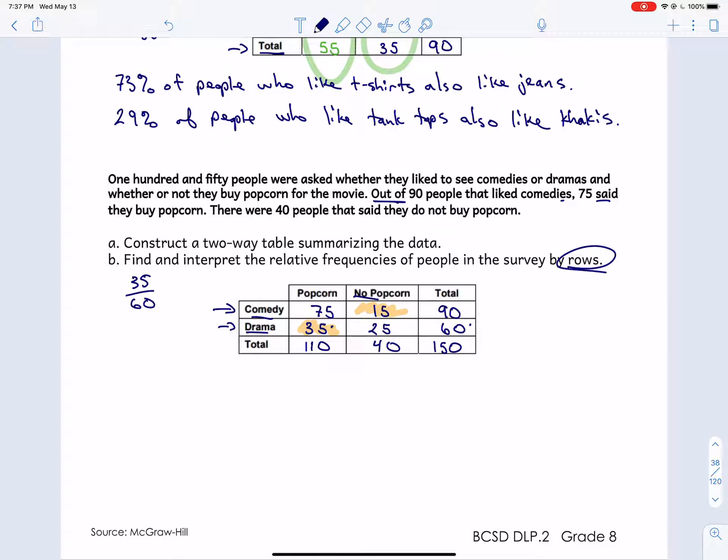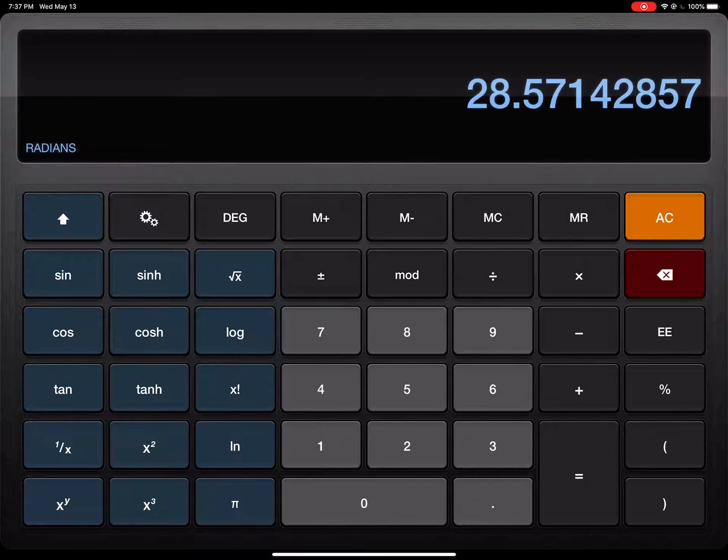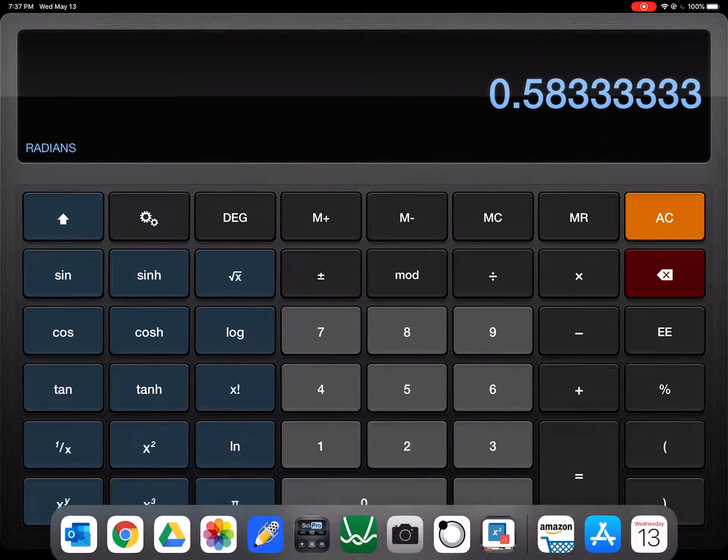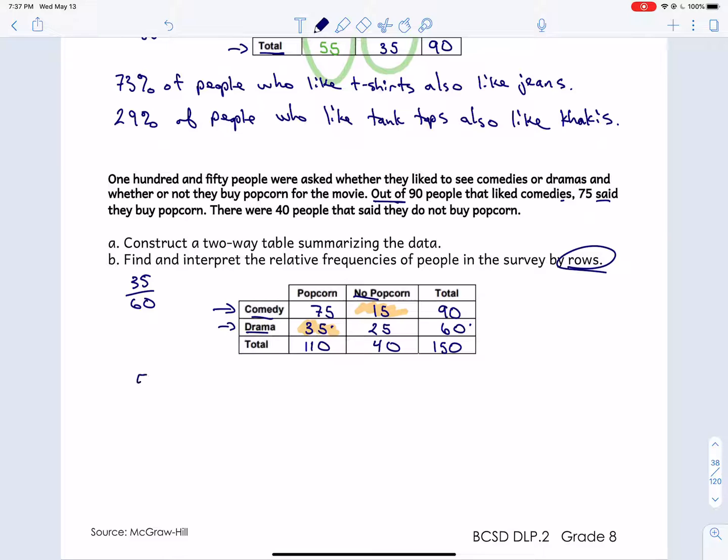So 35 out of 60. Because we're using row, we need to use the total that's on the far right. We don't care about that 110. So 35 out of 60 is what we're looking for. So 35 divided by 60. So 58%. So 58% of people who like dramas also buy popcorn.